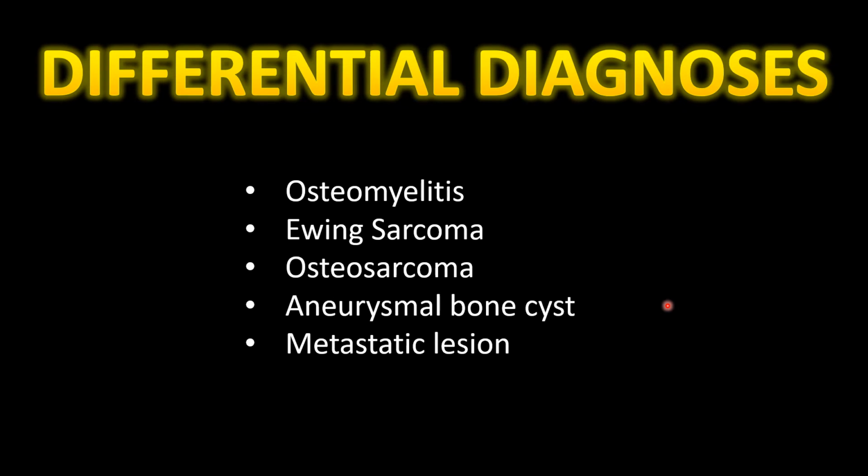So differential diagnoses for an individual of this age range, being 18, would include, and not limited to, osteomyelitis, Ewing sarcoma, osteosarcoma, aneurysmal bone cyst, or a blowout metastatic lesion. And after a medical evaluation, this patient had a path-proven osteosarcoma.